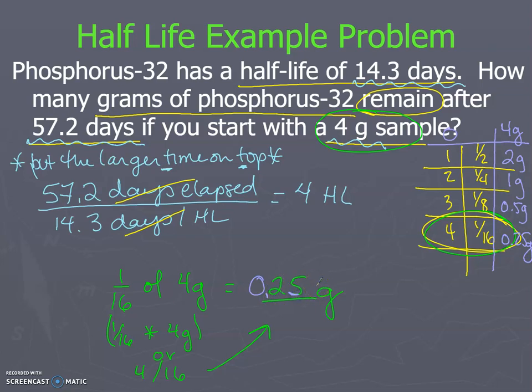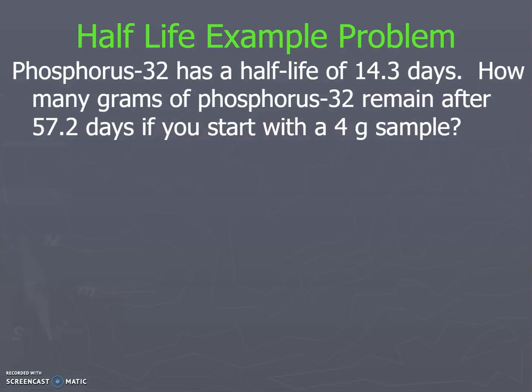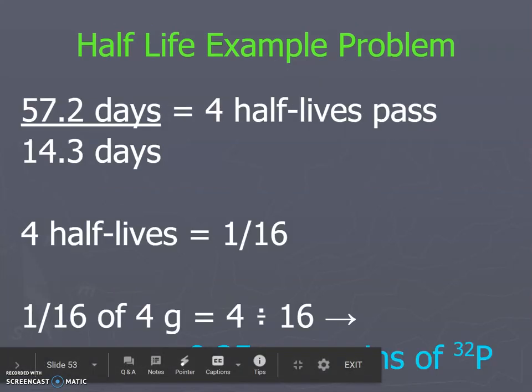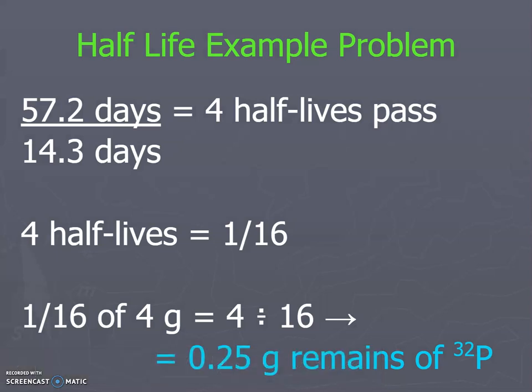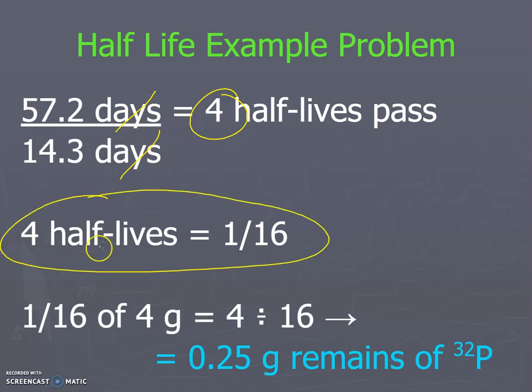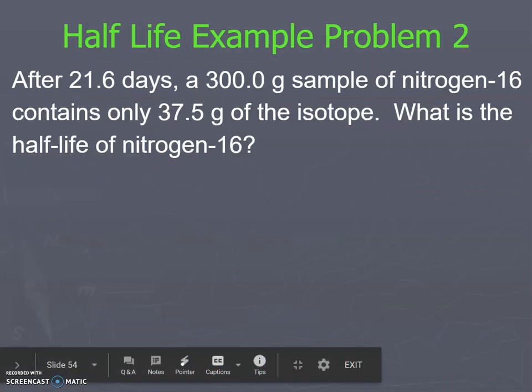I see, it's really important that you check your work. All right, and you divide it in half and in half and in half again. So there is more than one way to solve these types of problems, and that's also really important to know. Some kids like formulas, some kids like a plan. So if 57.2 days goes by, and 14.3 days is a half-life, that means 4 half-lives go by. This is the crucial part. 4 half-lives is 1/16th, and 1/16th of 4 grams is 0.25 grams that remains. Cool, huh? All right, well, let's see what happens when we go the other way.